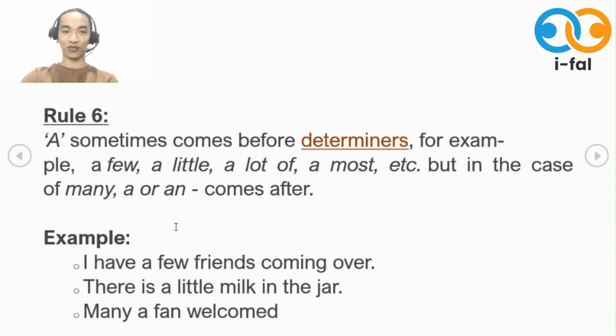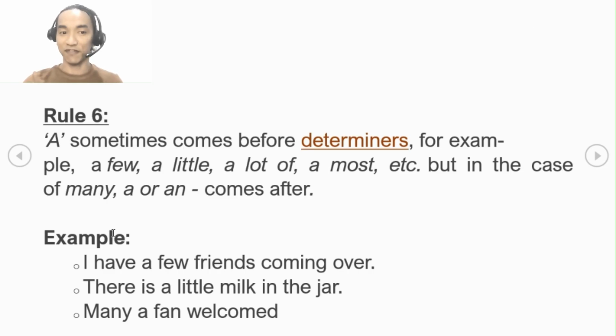And for the last rule, a sometimes comes before determiners. For example, a few, a little, a lot of, a most, and so on. But in the case of many, a or an comes after it. I have a few friends coming over. There is a little milk in the jar. Many a fan welcomed. You can see for many it comes after, but for other determiners they are before.